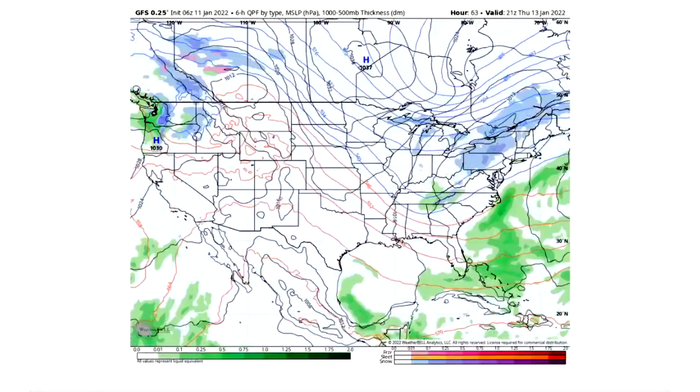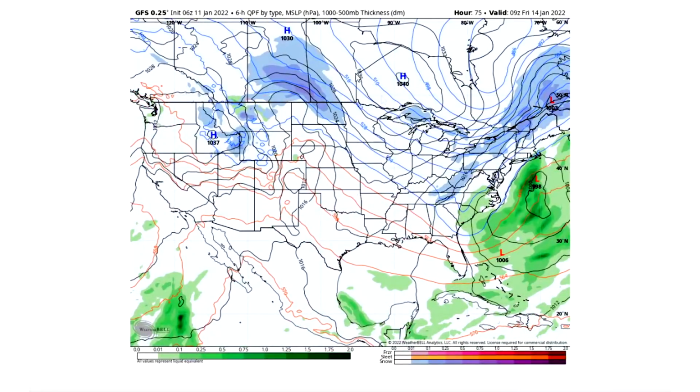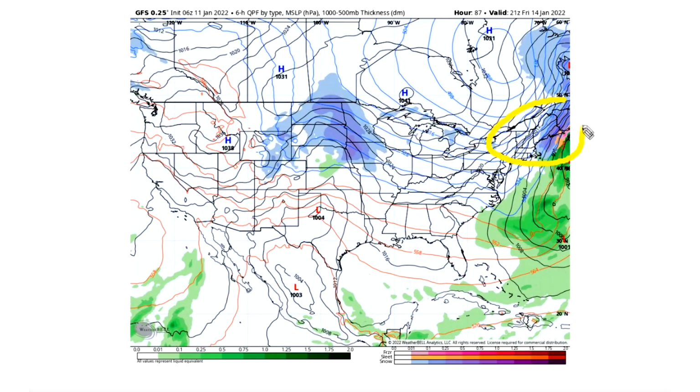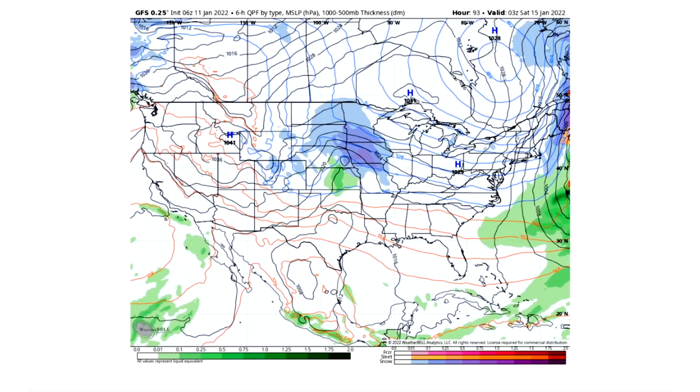Here's the GFS. Let's play this out. Here is the Thursday-Friday storm. As you can see, this one is also offshore, not really able to bring impacts there. So let's continue on. This one's a little bit closer because we do begin to see some snowfall for New England with this storm. But here comes our next one.